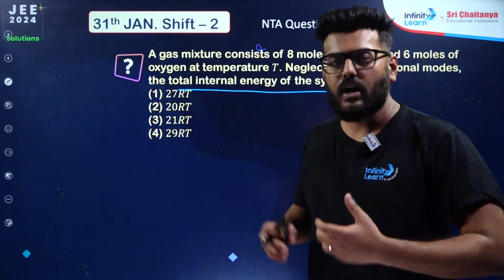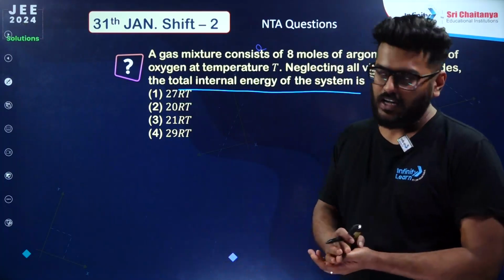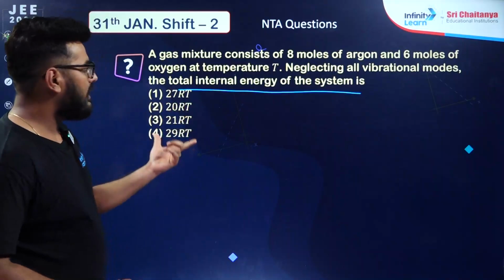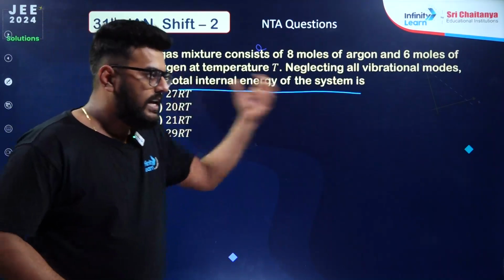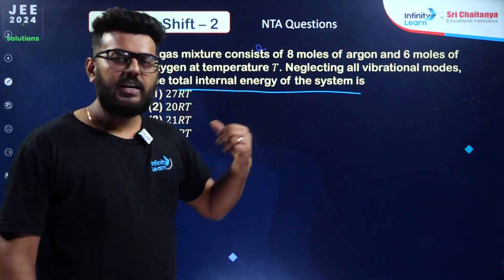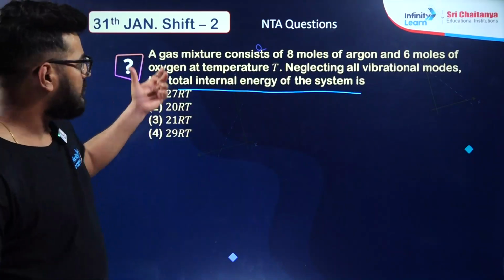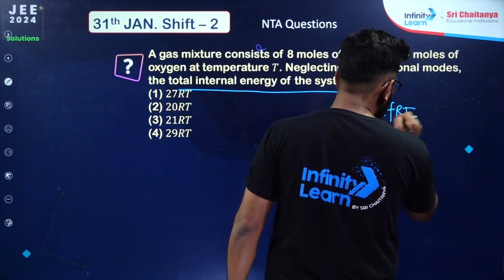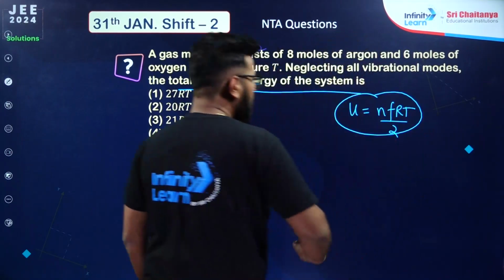They are actually asking the final gamma of the mixture, that is the adiabatic constant, or in this scenario they are asking about the total internal energy. So basically for any gas, any mole of gas, it is nFRT by 2, where F is the degree of freedom of that gas and n is the number of moles. Simply if you use that formula, nFRT by 2, where F is the degree of freedom.